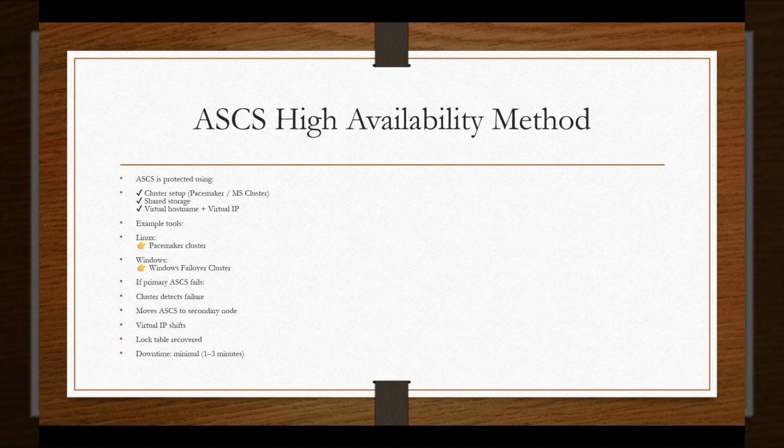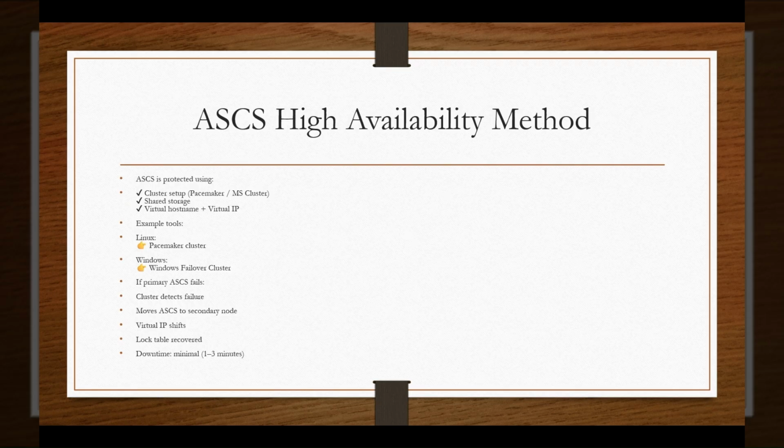ASCS is protected using a cluster setup, shared storage, and a virtual host name or IP. In Linux, we use a pacemaker cluster, and in Windows, we use a failover cluster. In case the primary central instance fails, the cluster detects the failure by itself and moves it to the secondary host. In case of virtual IP shift, the lock table is recovered and there is minimum downtime.